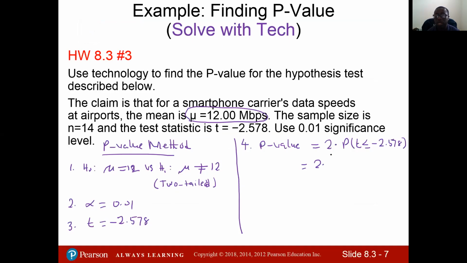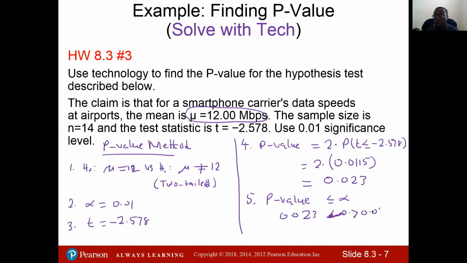So this is actually 2 times 0.0115. And if you multiply this by 2, you get 0.023. Now, what's our decision? The p-value, in this case 0.023, if it is less than or equal to alpha... in this case, it's actually greater than alpha, greater than 0.01. And so here we do not reject H0.